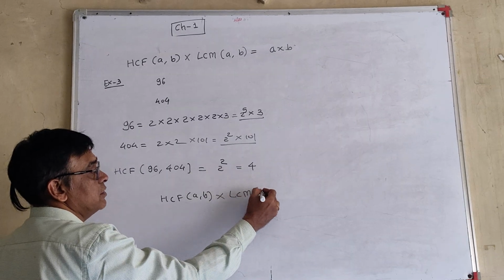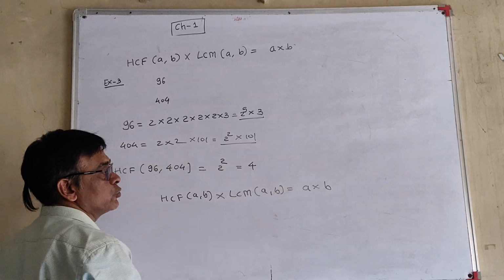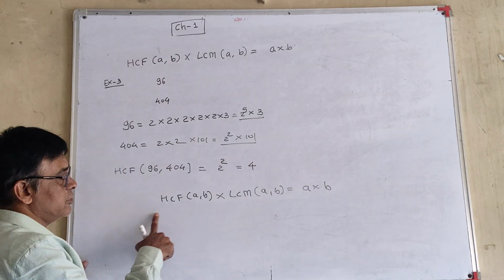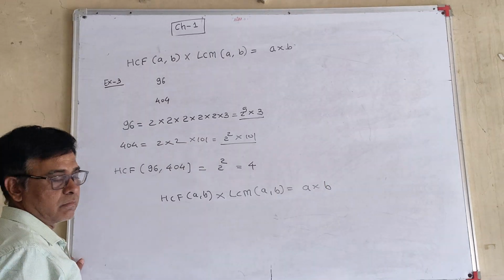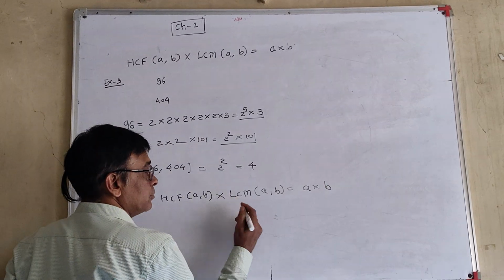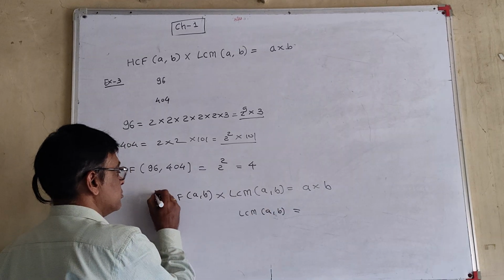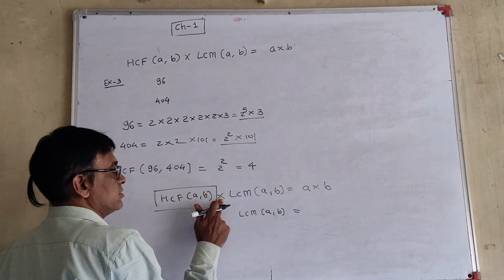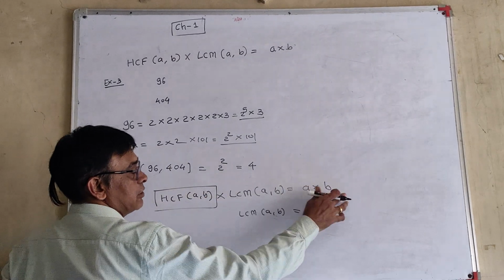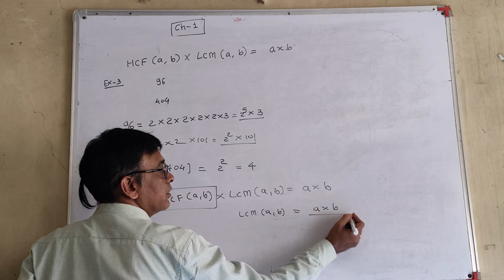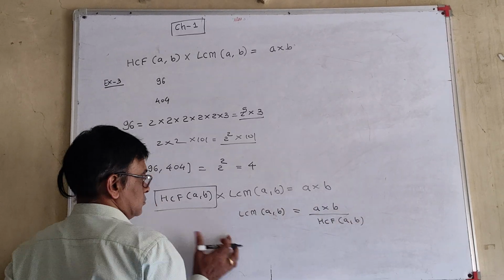HCF of A comma B into LCM of A comma B is equal to A into B. I want to find the LCM of A comma B. That means this HCF, which is in multiplication, will transpose here, so the multiplication will now convert into division.